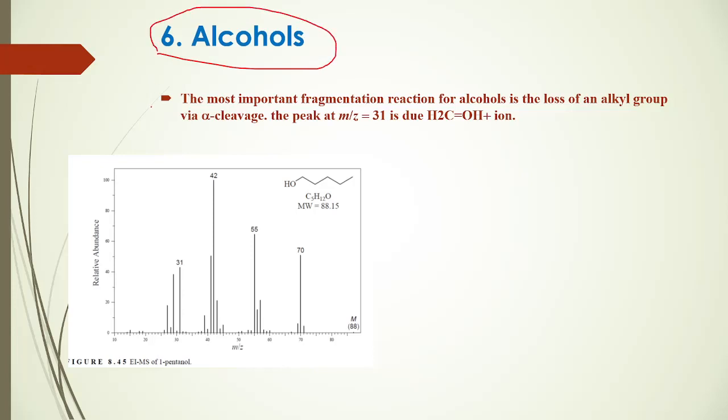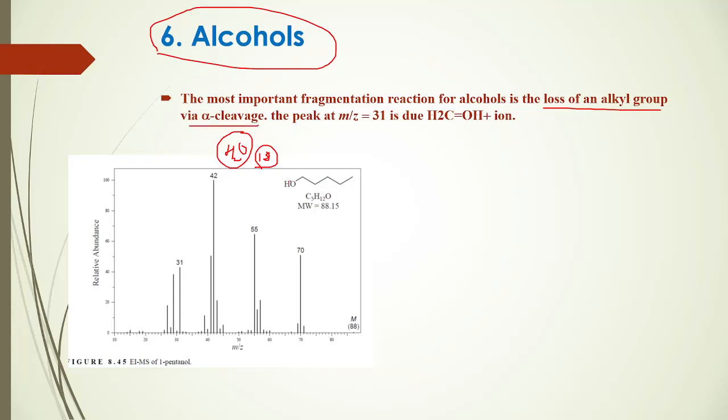You know, most of the time people think that alcohol will lose the water molecule, friends, but this is not the most intense peak from the alcohol. Of course there is a loss of water molecule, that is a loss of 18 units, but this is not the intense one. So what is the most intense fragment of any alcoholic functional group? There is a loss of alkyl group via alpha cleavage.